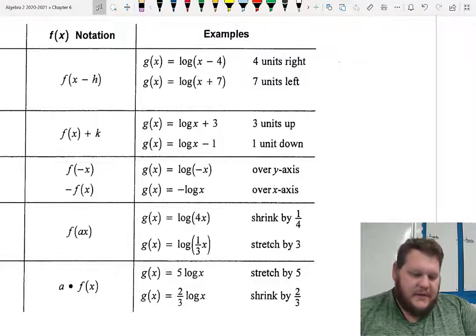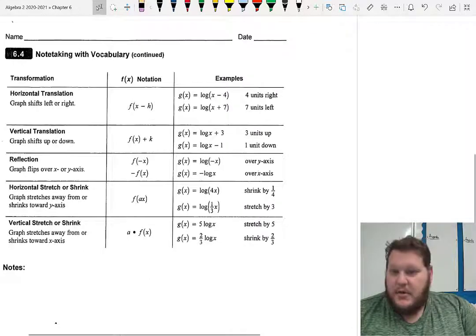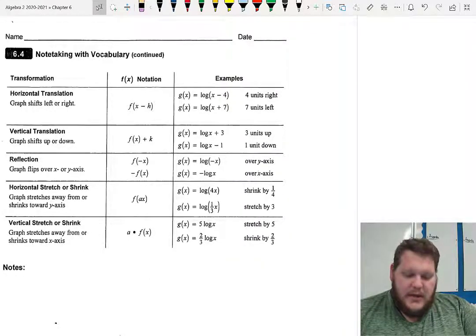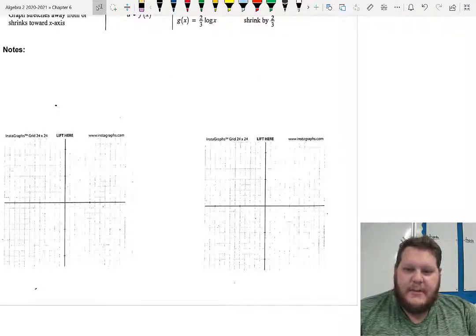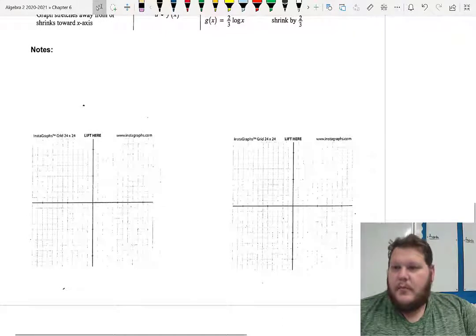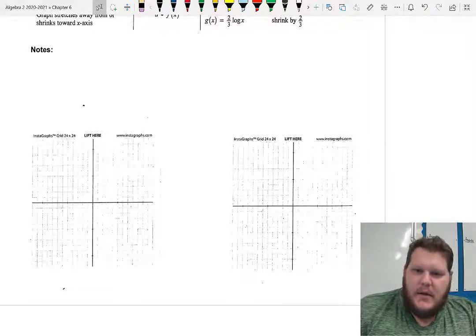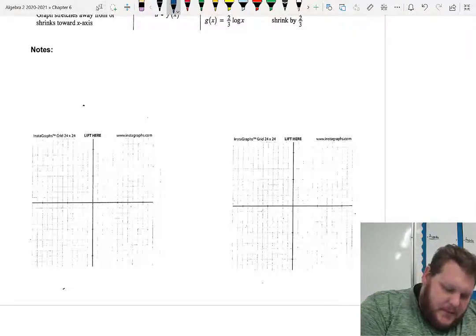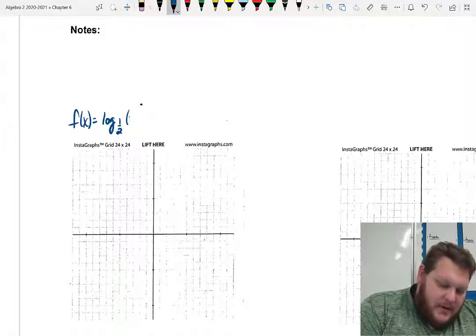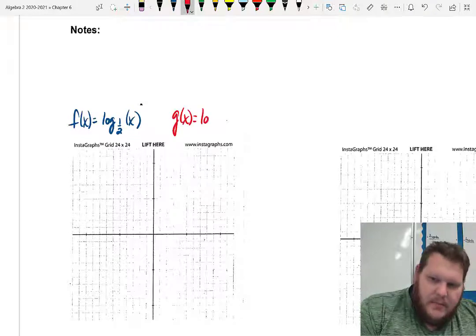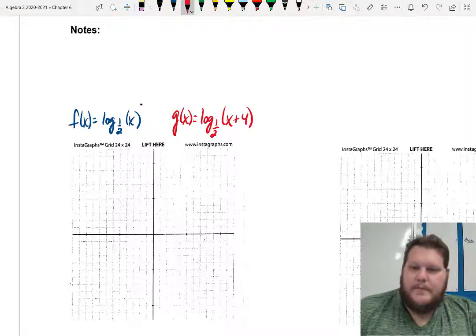But all the same rules apply. Addition and subtraction is a shift. Multiplication is a stretch or a shrink. A negative is a reflection. Inside is horizontal, outside is vertical. So for our 2 examples, for this first one, we've got f of x is log base 1/2 of x, and then our transformed graph g of x is going to be log base 1/2 of x plus 4.